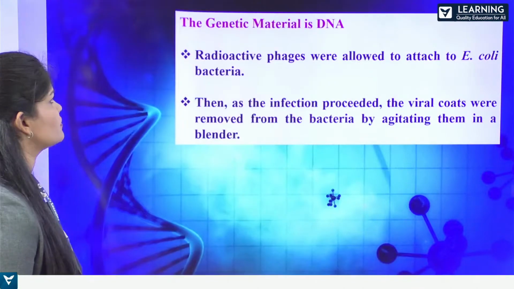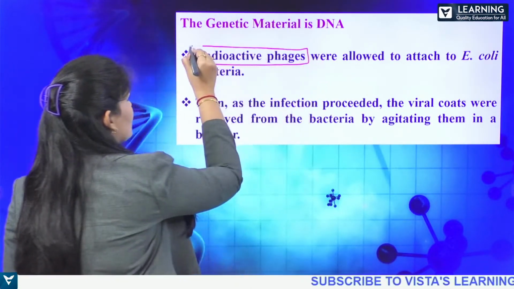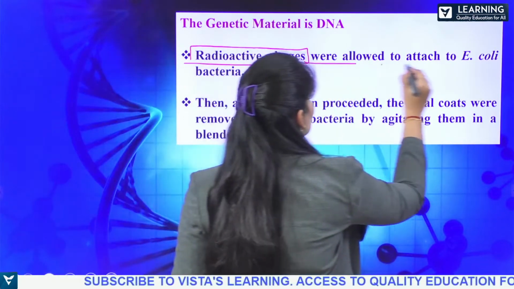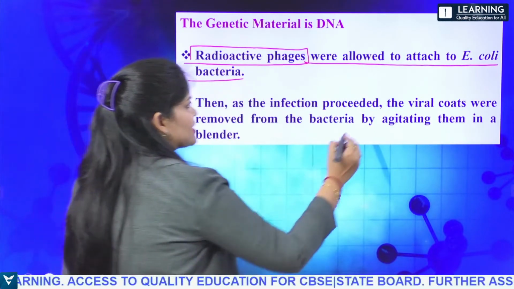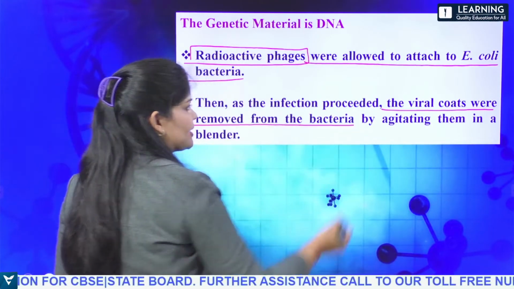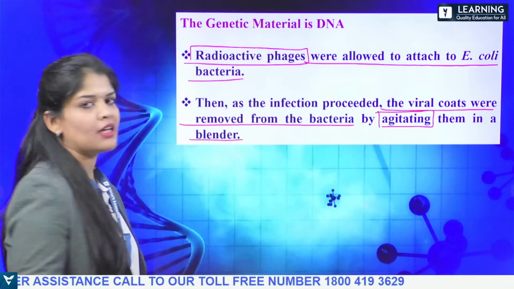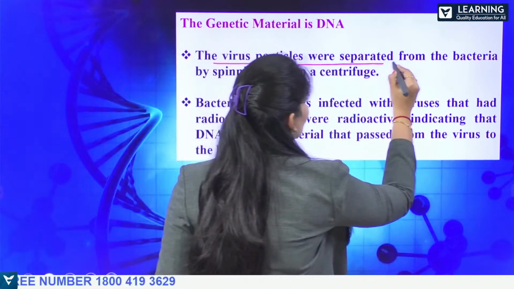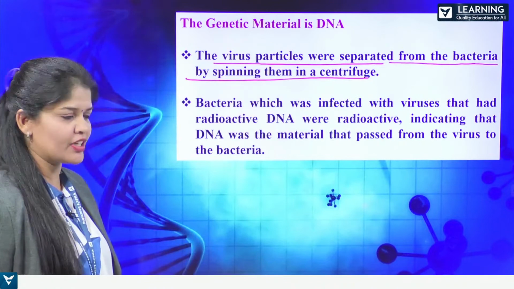So now, radioactive phages, we have two. One is radioactive protein and the other is radioactive DNA. They were allowed to attach to Escherichia coli, which is a bacterium. Then as the infection proceeds, the viral coat, that is the protein coat, was removed from the bacterium by agitating them in a blender and then subjected to centrifugation. The viral particles were separated from the bacterium by spinning them in a centrifuge. That is what happens in centrifugation.